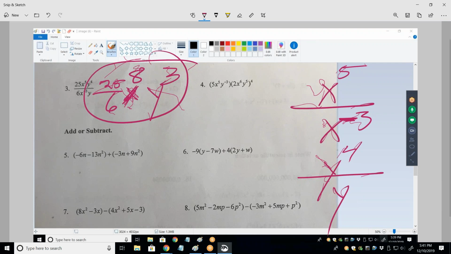And all of these types of problems, they look hard. They're actually really easy. You just have to do the numbers first, then do the next variable, and then the next variable. They could have 25 different variables there, and it would still be easy. You just do each variable alone.